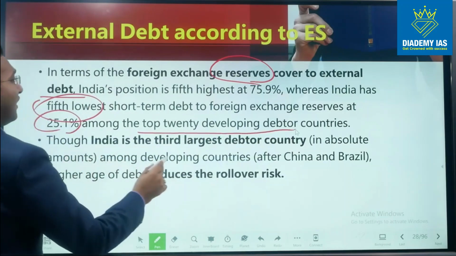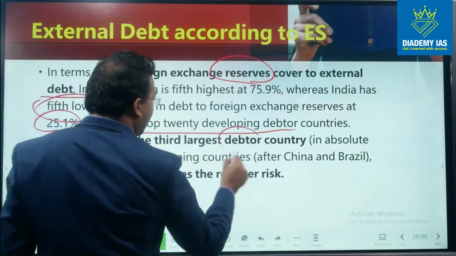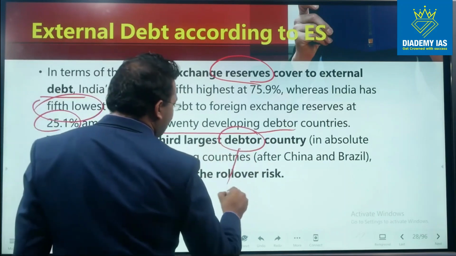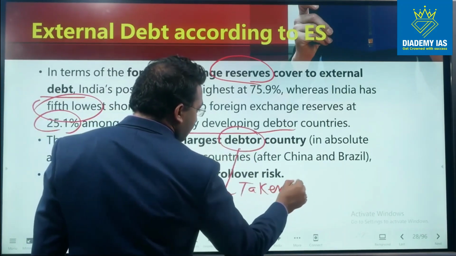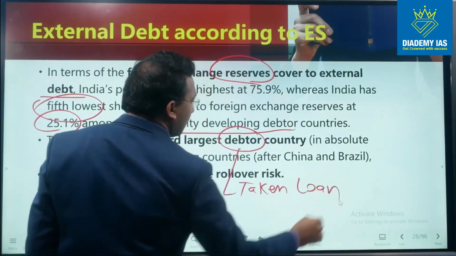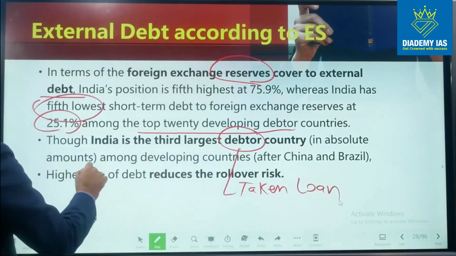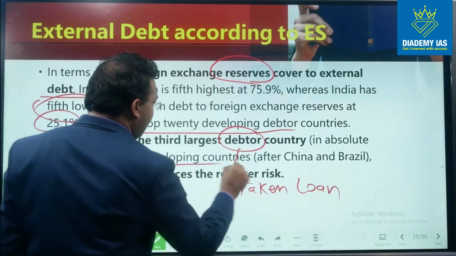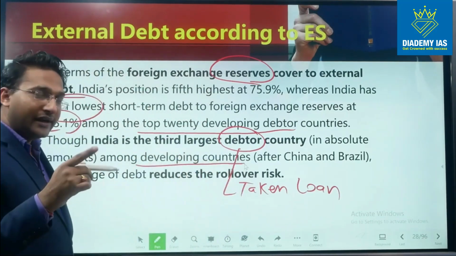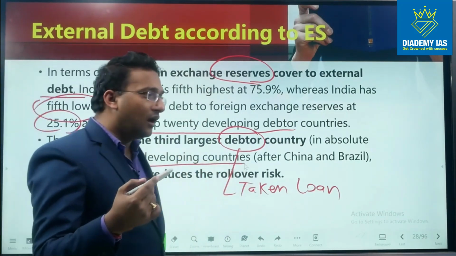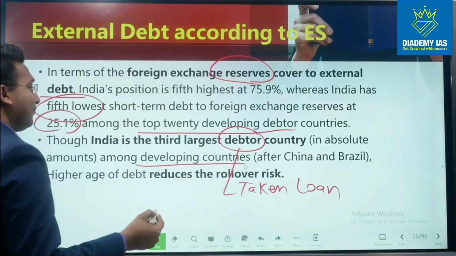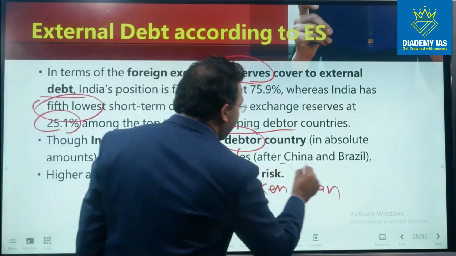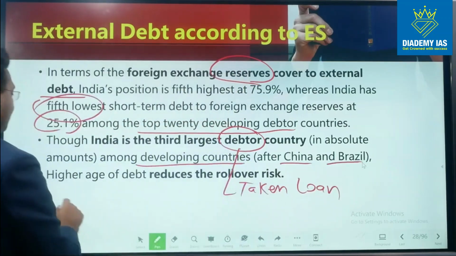Though India is the 3rd largest debtor country, 3rd largest loan taking country. Debtor means the person who has taken the loan. In absolute amounts among the developing countries. So among the developing countries, in absolute, that is in the rupee amount, or in the currency amount, after China and Brazil, India is the 3rd largest debtor.